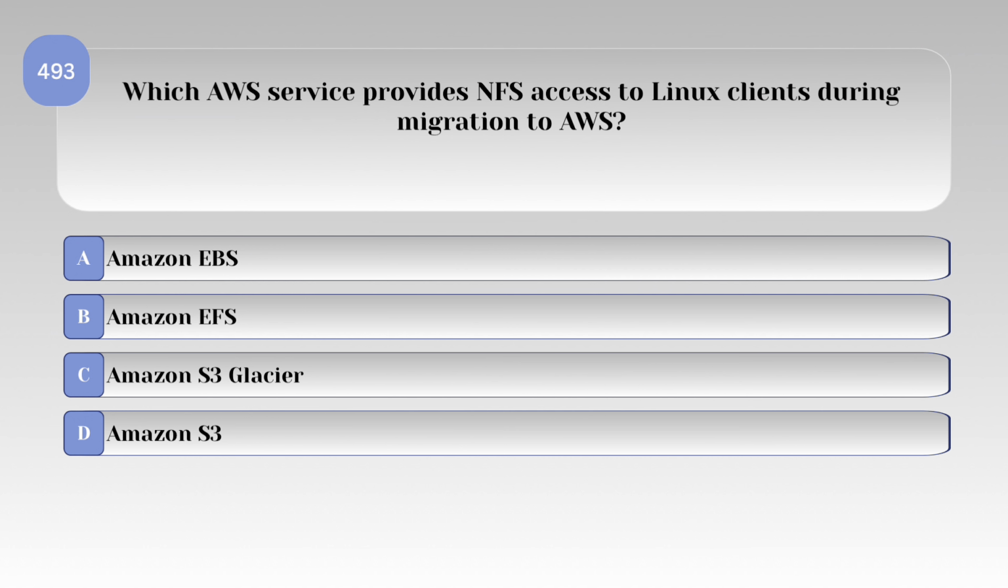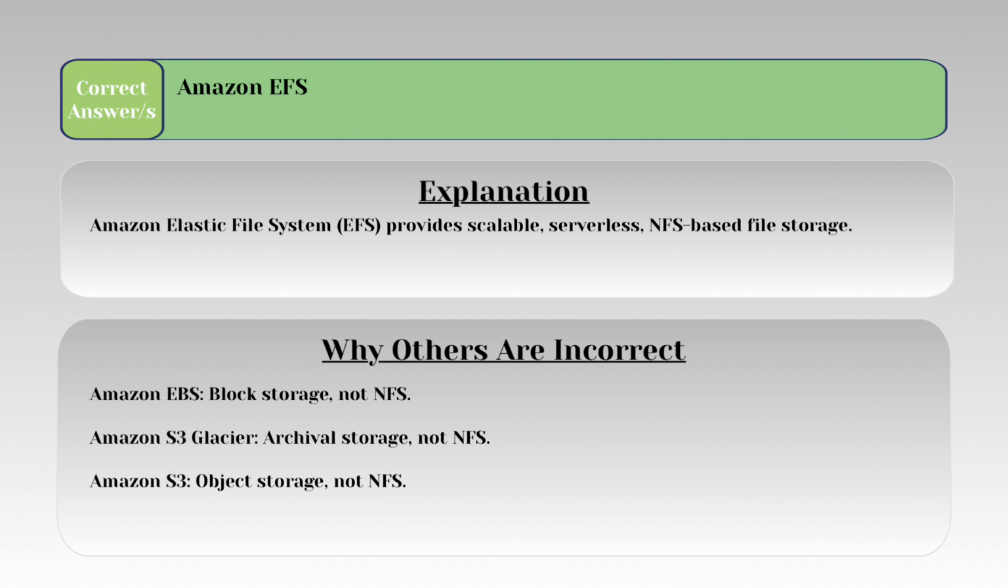Correct answer, Amazon EFS. Explanation, Amazon Elastic File System provides scalable, serverless, NFS-based file storage. Why others are incorrect? Amazon EBS, block storage, not NFS. Amazon S3 Glacier, archival storage, not NFS. Amazon S3, object storage, not NFS.